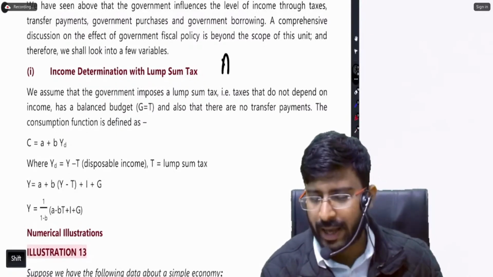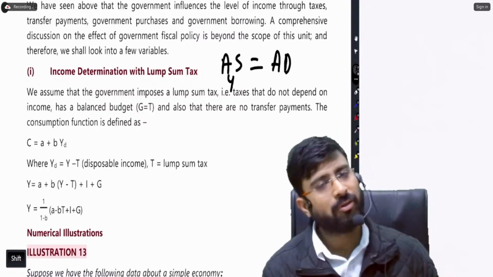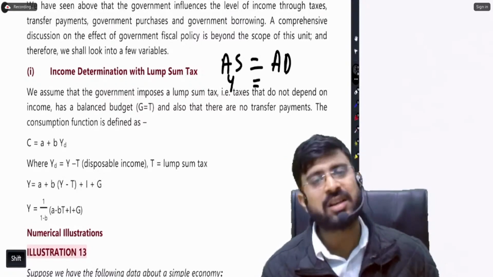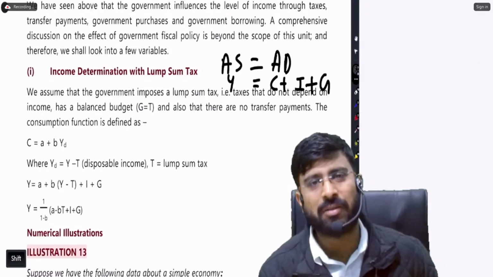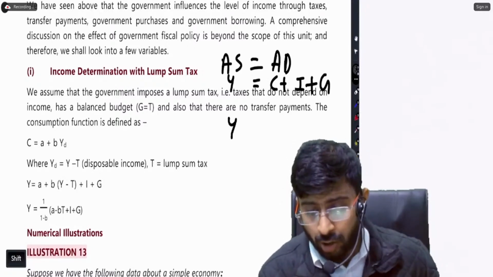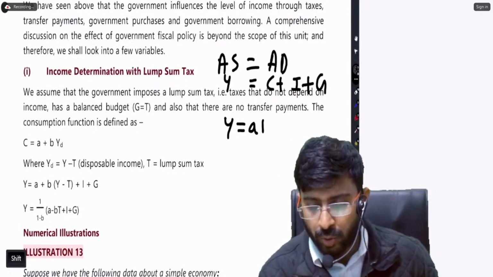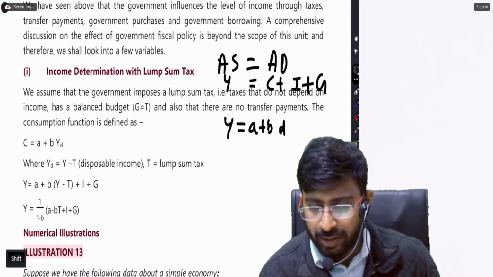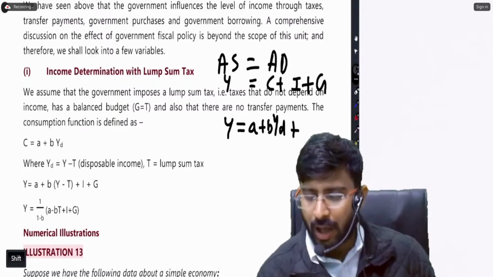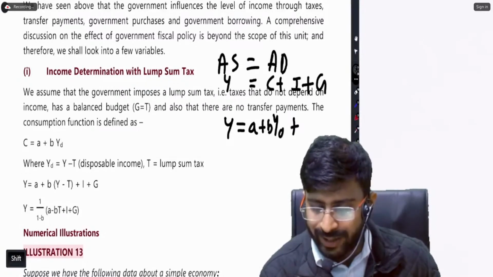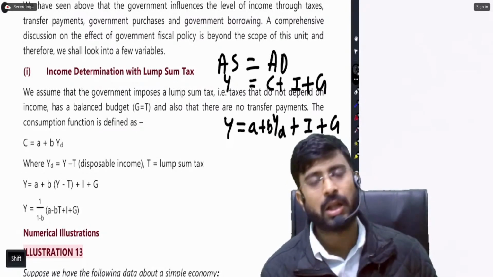You all know aggregate supply equals aggregate demand. What is aggregate supply? Y, that is national income. What is aggregate demand? Sir, of course, it is consumption expenditure plus investment expenditure plus government expenditure. Perfect. Now, here is the change. C has changed to A plus B YD, that is disposable income, plus I plus G.